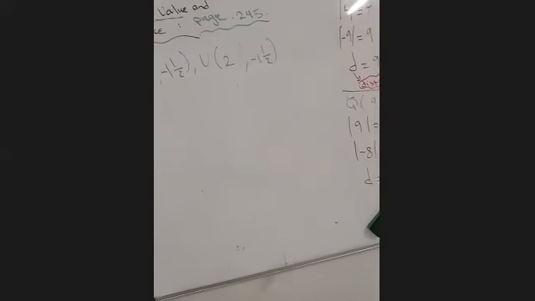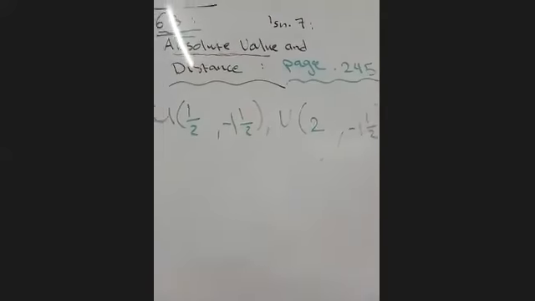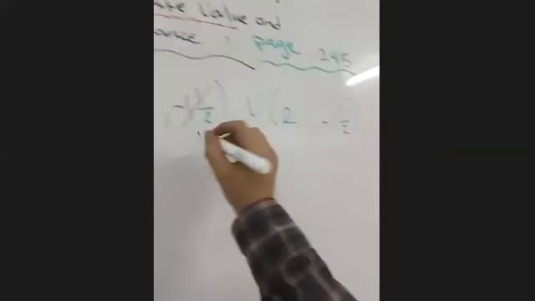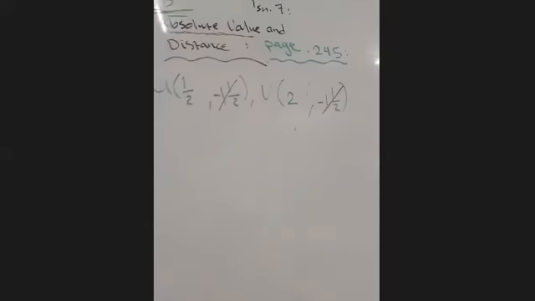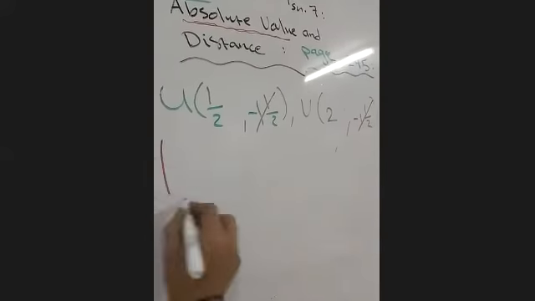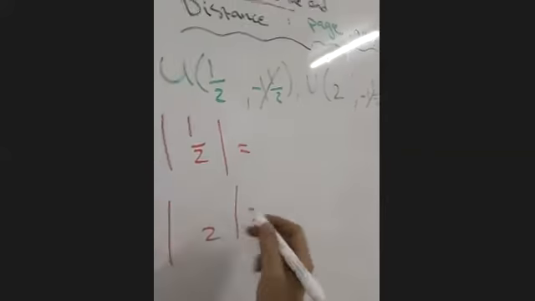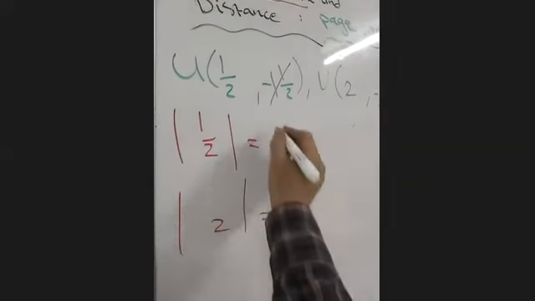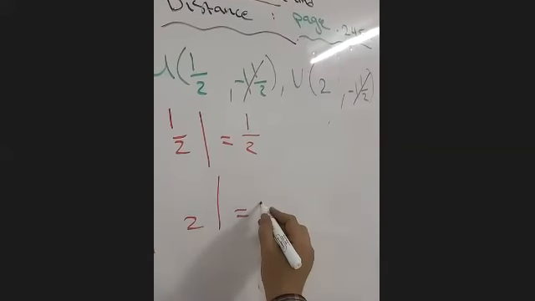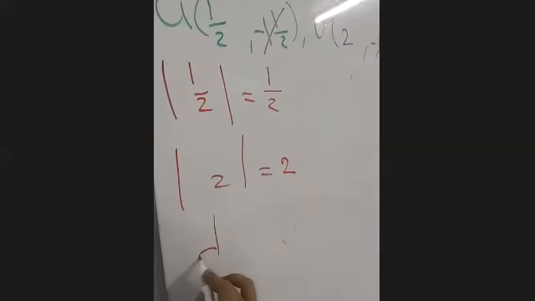Now we will cross the similar numbers. Do we have similar numbers, Hisham? Negative 1 and a half. This one and this one, they are the same. We cross them. Now, what's the absolute value of half? It's still the same, 1/2. Absolute value of 2? The same, 2. Can we find the distance?